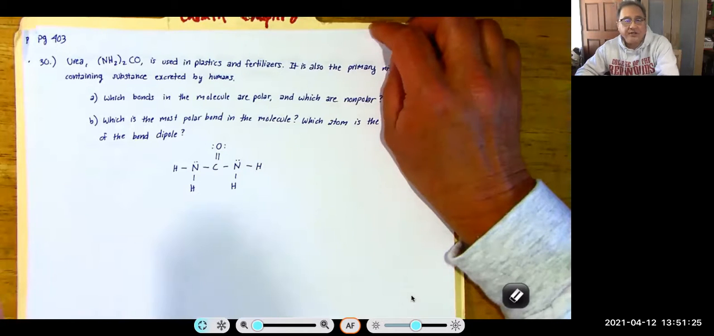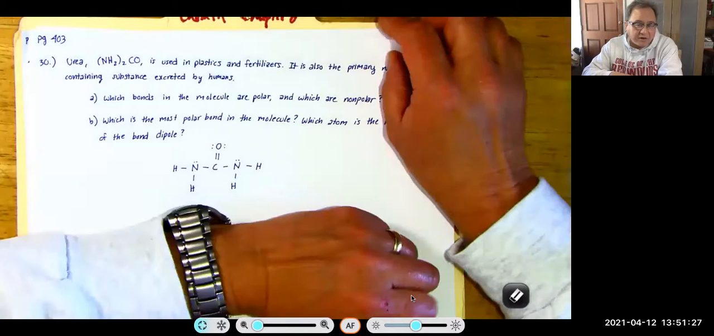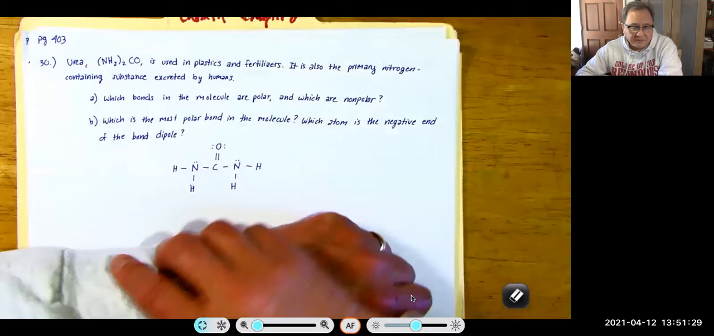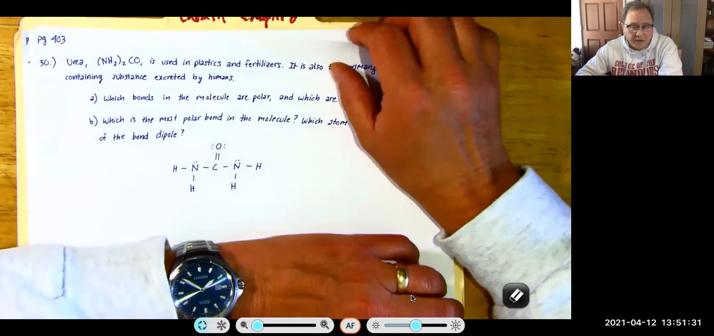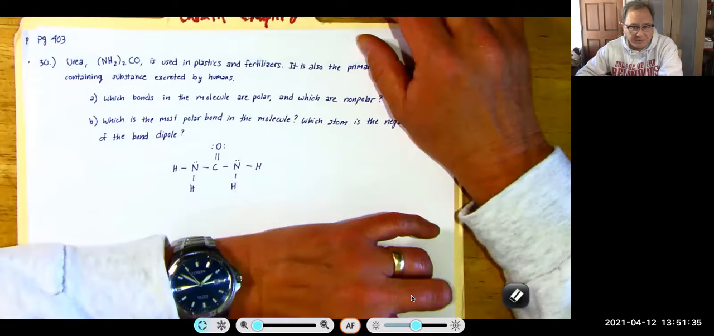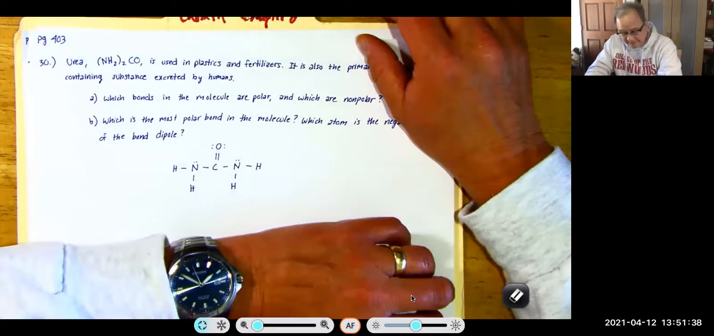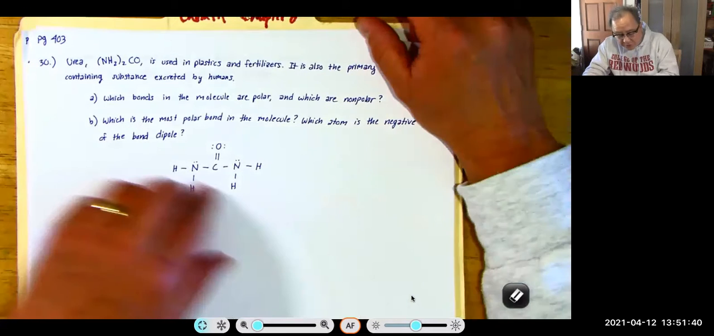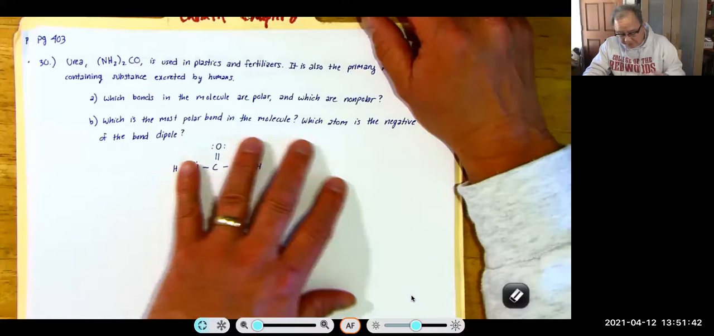And the answer is when the two atoms bonded together are identical. So a carbon-carbon bond is nonpolar. A hydrogen-hydrogen bond is nonpolar. Are you guys with me there? Okay. Which is the most polar bond in the molecule?